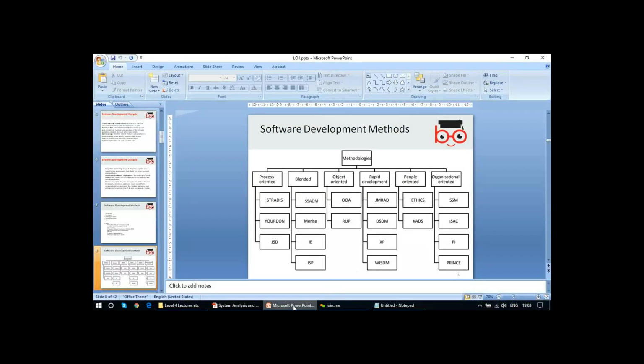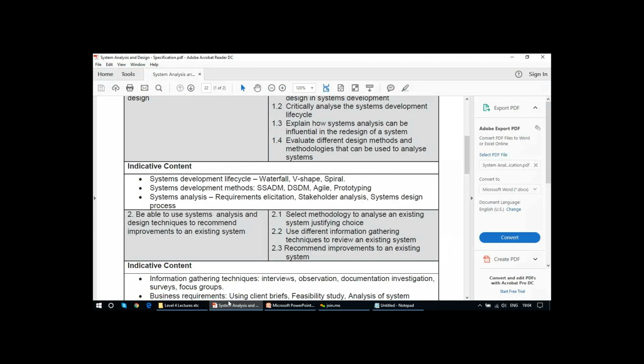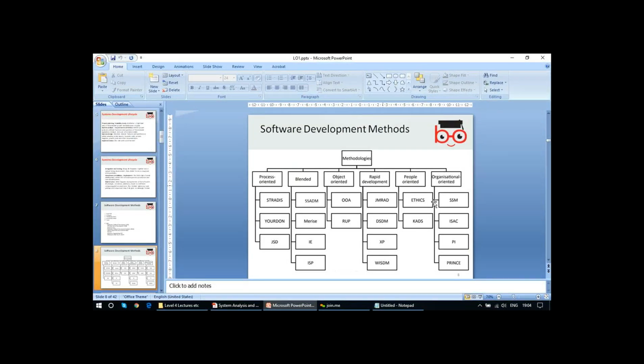Okay, I understand what you're saying. SSADM is basically the blended methodology. The RUP is an object-oriented methodology. OOAD is the object-oriented methodology. The XP, extreme programming, is under rapid application development, right? The DSDM, which was given to us for discussion, is under rapid development. And then the Prince methodology comes under organizational oriented.